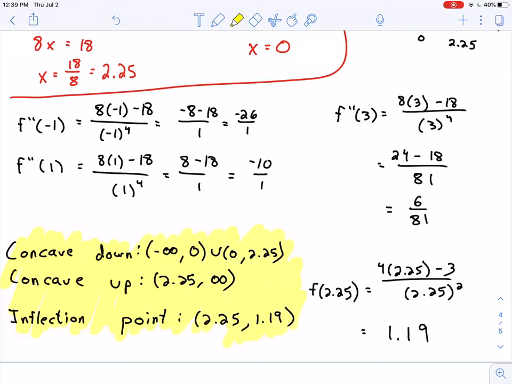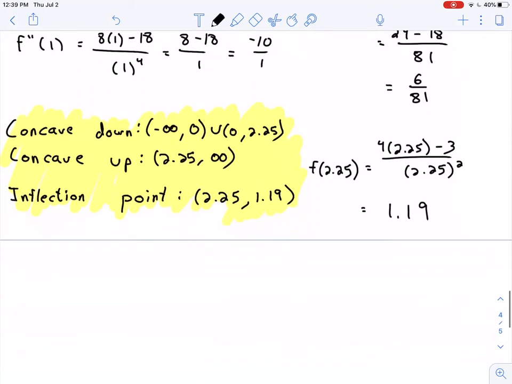Oh boy, this is a great problem. We're done finding all of our information. Now we just need to put all the pieces together and make our graph. How hard could that be, right? Let's summarize our information here.